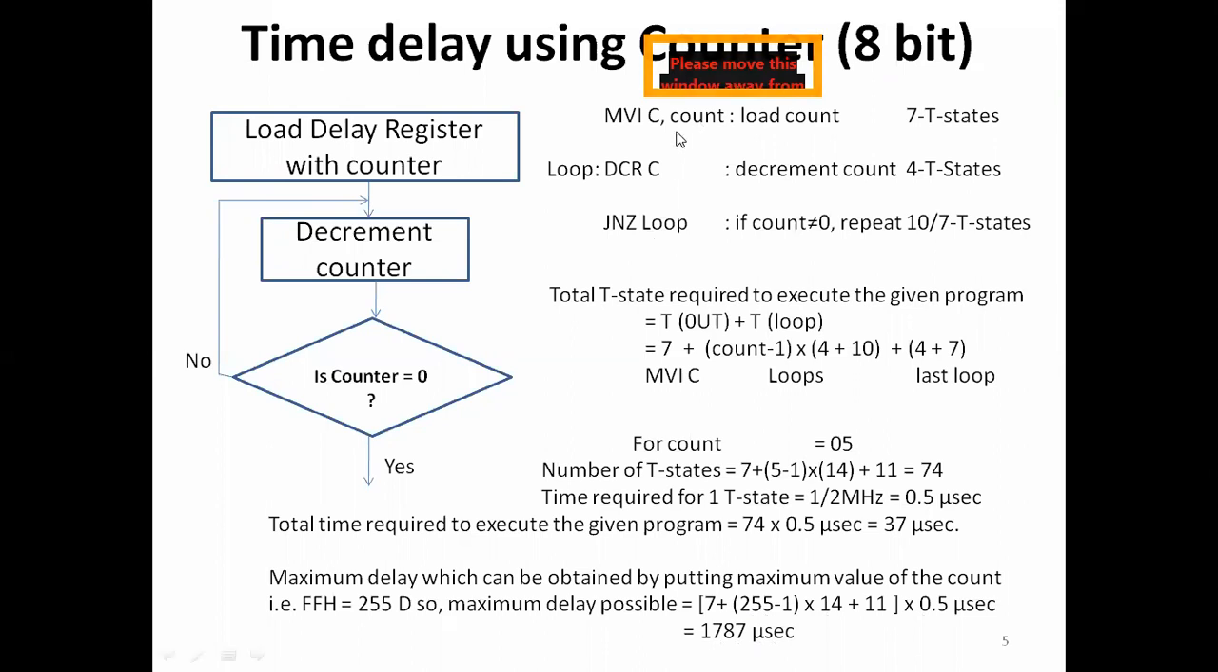Now the count value cannot exceed 255 decimal, because the maximum value which we can put in this count is FF. Beyond that, we cannot go. So the maximum delay which is possible is 1787 microseconds or 1.7 millisecond.